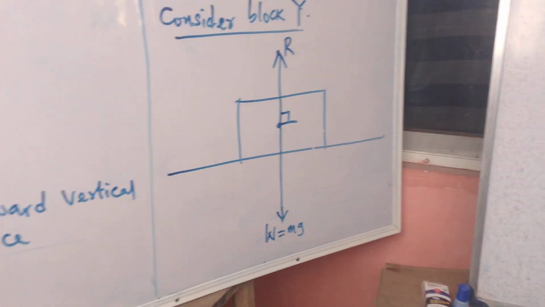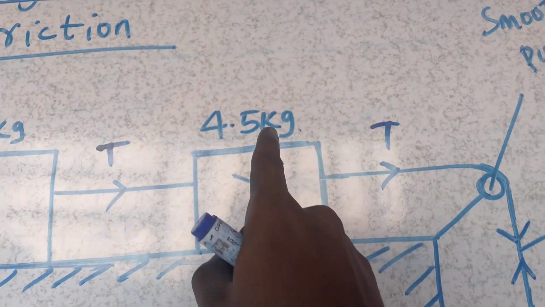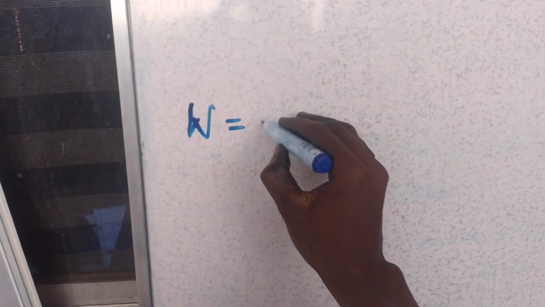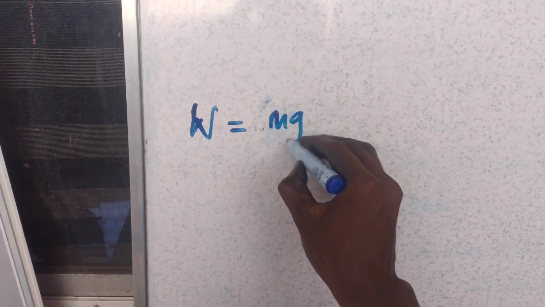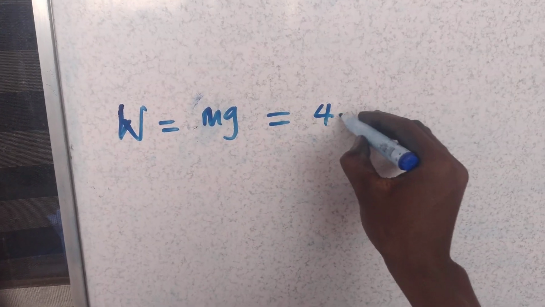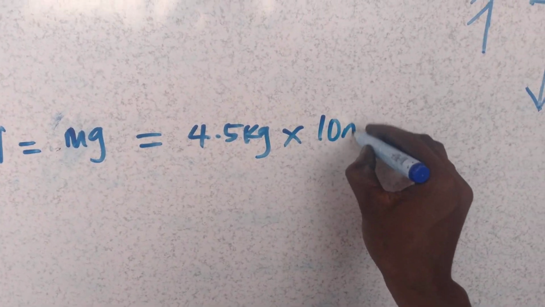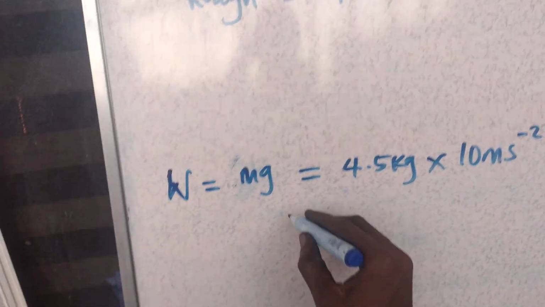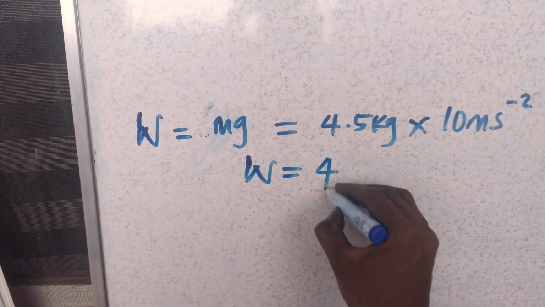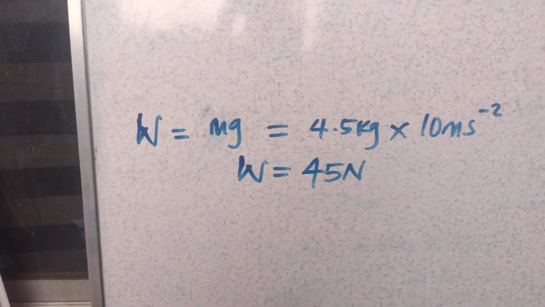Now we are going to block Y. Let's find the weight of block Y. Now remember that the mass of block Y is 4.5 kg. So the weight of block Y is mg, which is equal to 4.5 kg times 10 meters per second squared. That is, acceleration due to gravity is 10 meters per second squared. That means the weight will be equal to 45 Newton.